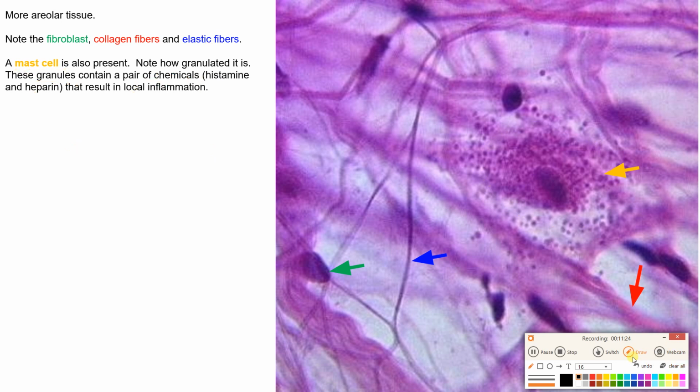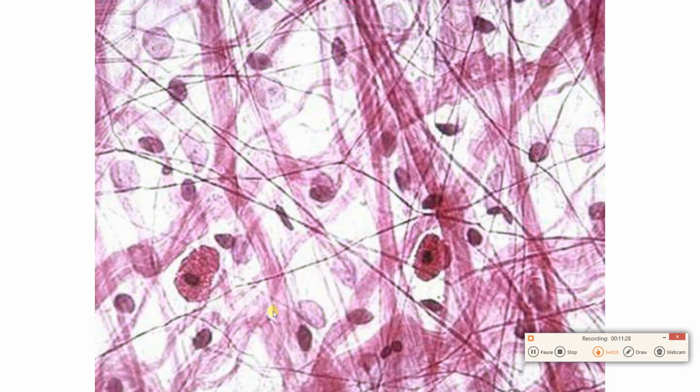All right, let's give you a little test here. Go ahead and point out elastic fibers, collagen fibers, fibroblasts, and mast cells in this picture here. Okay, we've got one down.